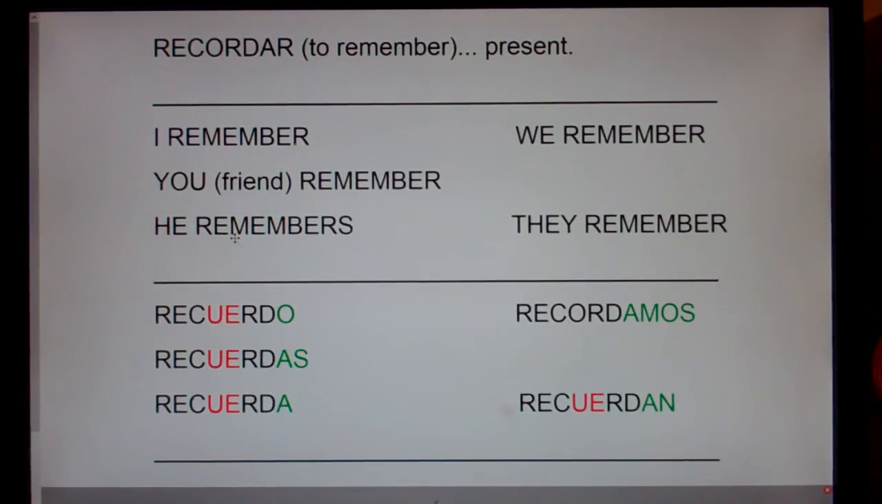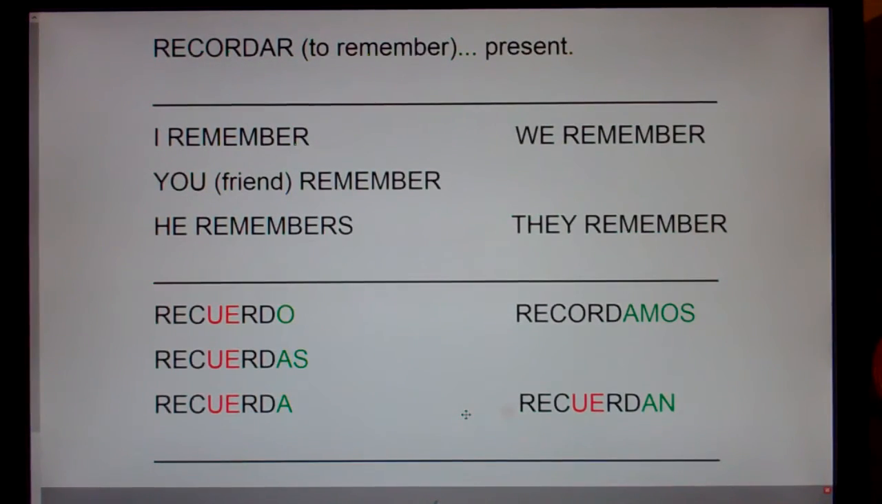It's kind of hard. Notice this O turns into UE, UE, UE, UE. This is what we call a boot verb or a stem changing verb. See that shape? Sort of looks like a boot. That's the top of the boot, that would be the heel, and that would be the toe.